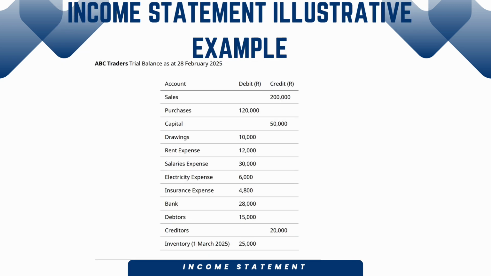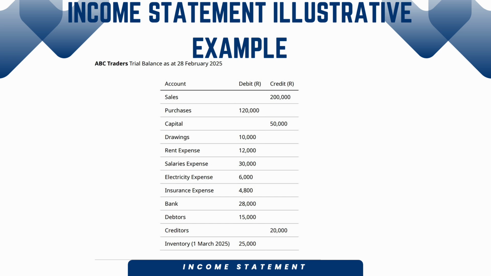Now I want you to have a look at this illustrative example with me. So in front of you, you can see a trial balance for ABC Traders as at 28 February 2025. We have some typical accounts here, such as sales, purchases, capital, drawings, rent expense, salary expense, electricity expense, insurance expense, bank, debtors, creditors, and inventory.